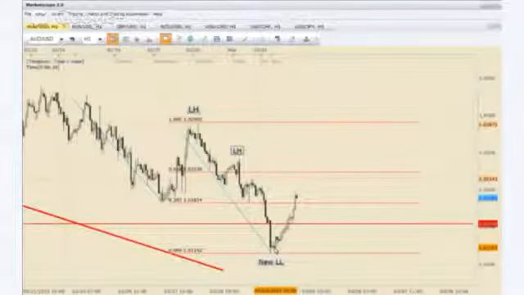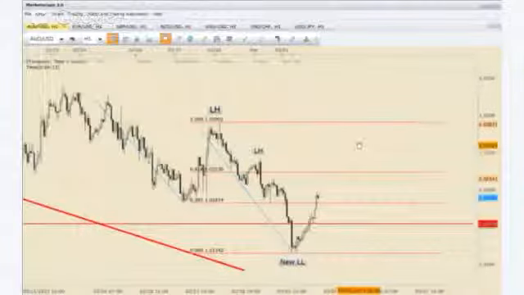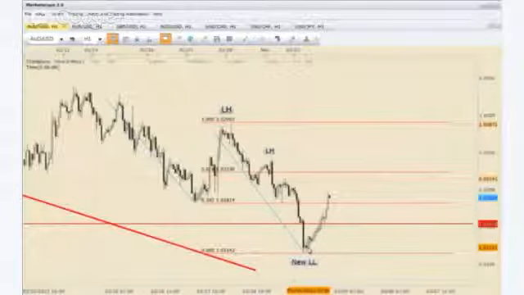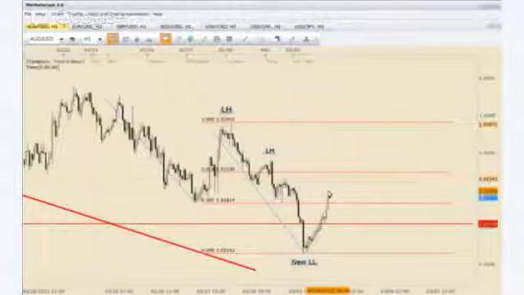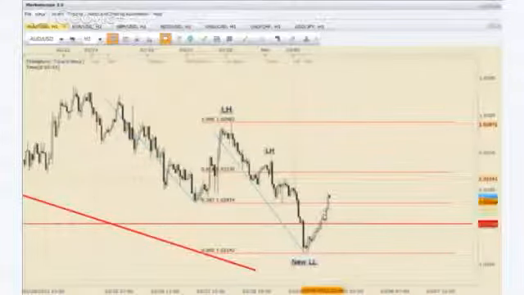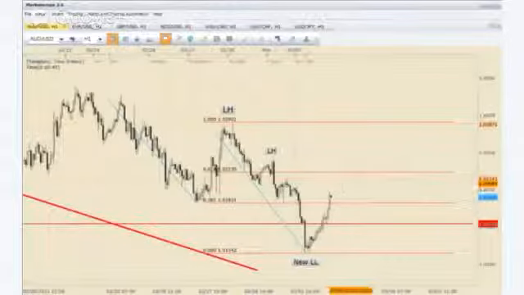I would be looking for this pullback trend to show somewhere that it's ended. And one way to do that, for example, when price started moving back up here, at no point in this move since 2 o'clock in the morning has price indicated that it's ready to come back down and resume the downtrend.